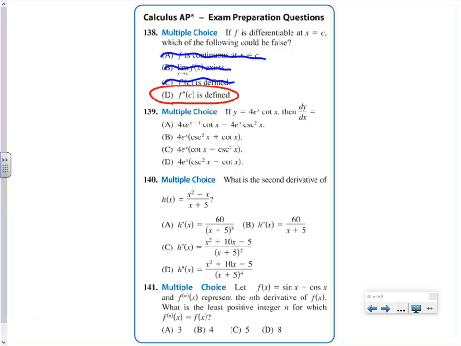Number 139. What is the only proper way to start? The only proper way would be the product rule. Some of you might have made cotangent into cosine over sine. You're making your life so much more difficult. There's a rule for this now. So dy dx would equal.